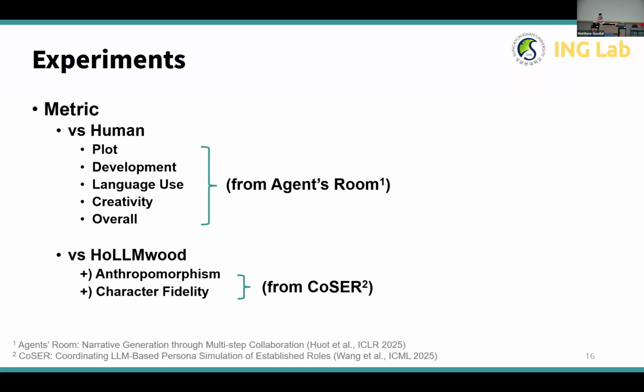Here are some evaluation metrics. When we compare this to Human Set, there are 5 metrics from Agent Room: plot, development, language use, creativity, and overall. All of them are related to the story quality. And then when we compare CoDi to Hollywood, we added 2 more character-centric metrics from the Coser paper, because we use the same story world and same characters.